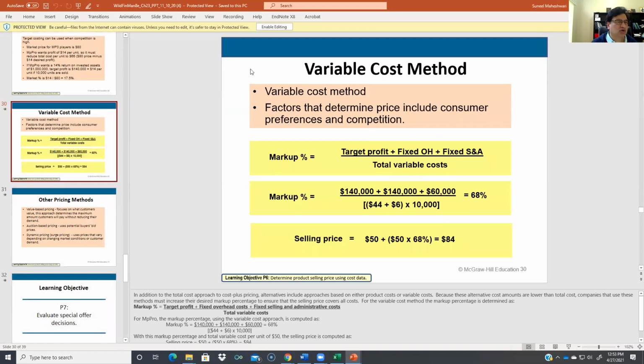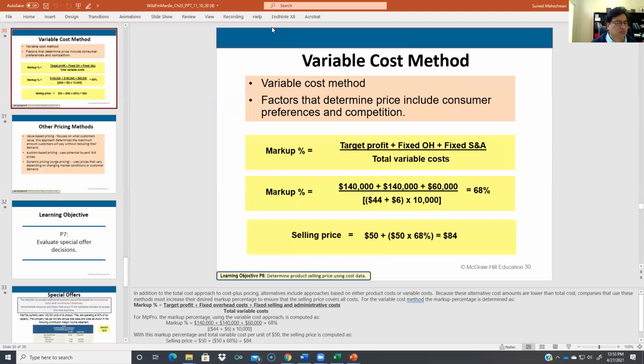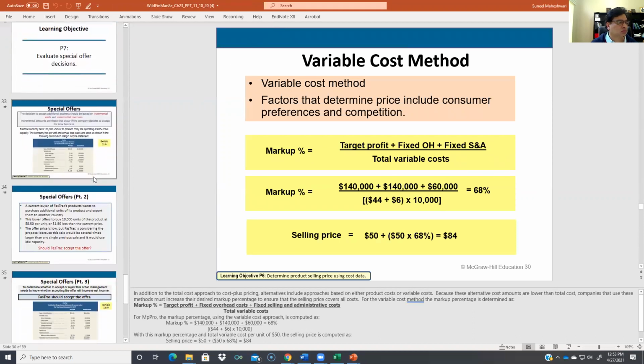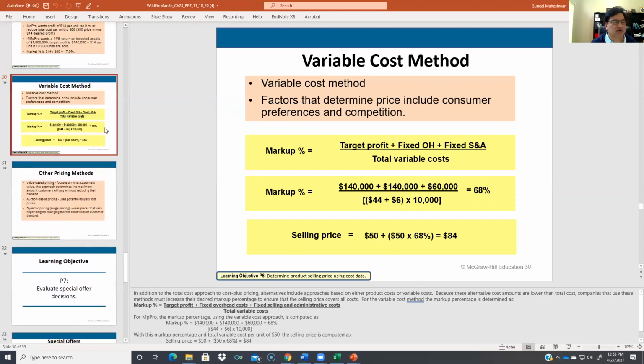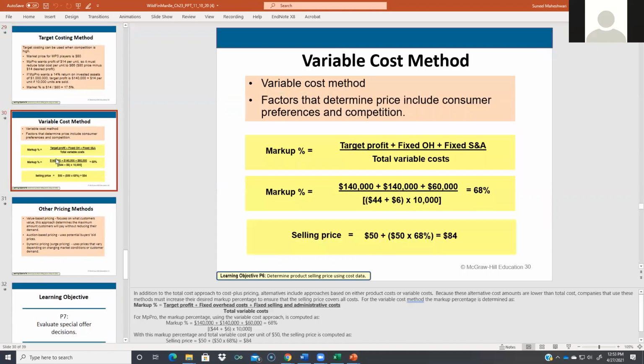Is the variable cost method what you meant? Is this what you were asking for? Yes. This one, the markup percentage one. Yes. Okay.